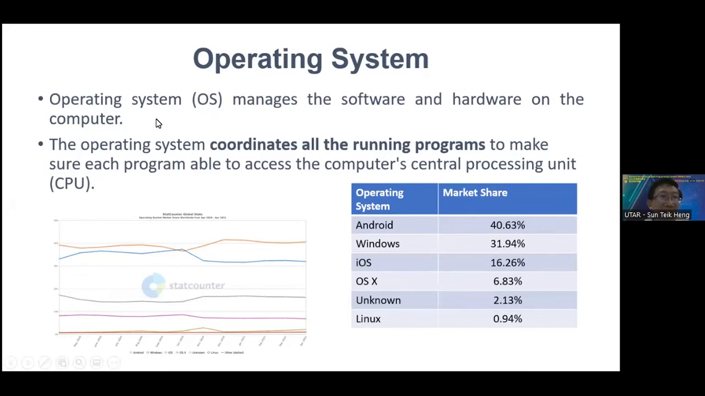So you can imagine the operating system as a middleman, in which it controls the hardware and also the software. So it coordinates, okay? In other words, the operating system coordinates all the running programs to make sure that they are able to access the computer's hardware, such as the central processing unit, the CPU. Okay, so the CPU is actually the brain of the computer. Why is it like a brain? Because everything has to go through the CPU. Okay, so the CPU will decide what to do.